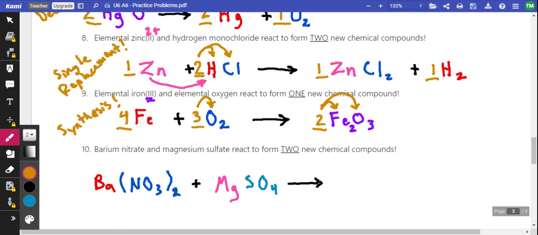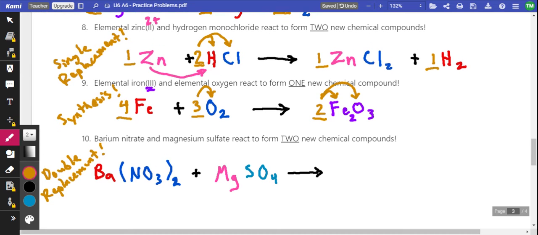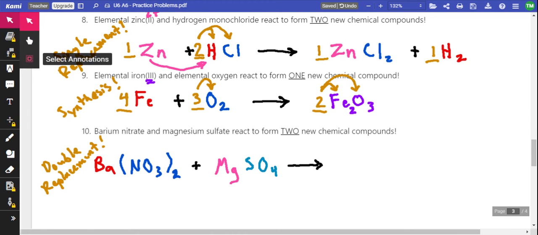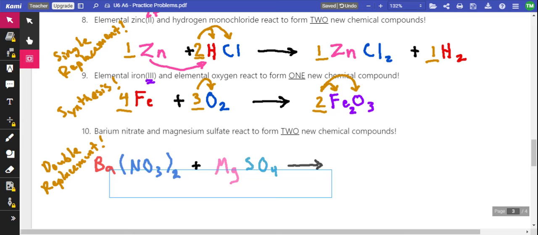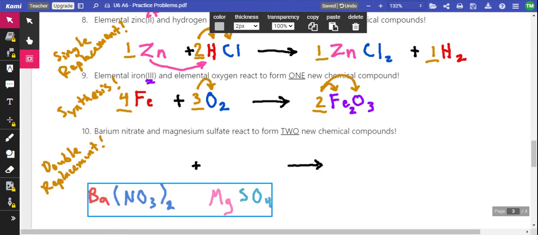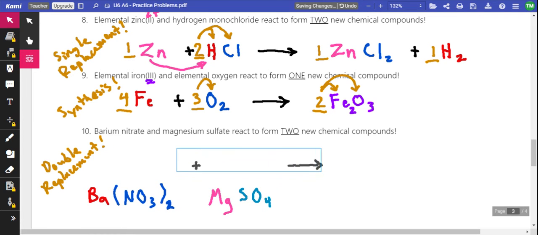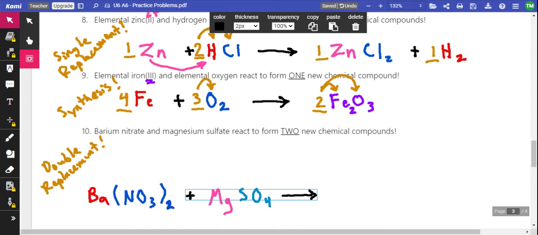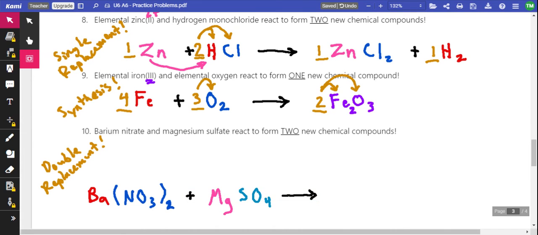Let's see if I can squeeze this in here. Double replacement. Okay, this is going to be kind of a tight fit, so I think I'm going to move this down a little bit. Oh, I missed the plus and the arrow. There we go. Okay, now it'll give me a little bit more room.